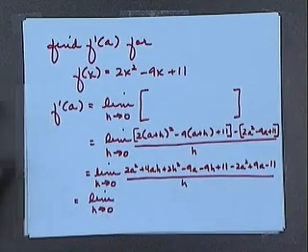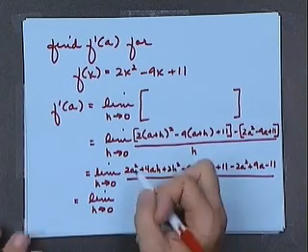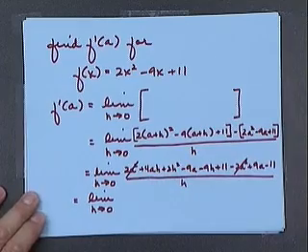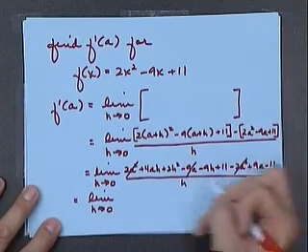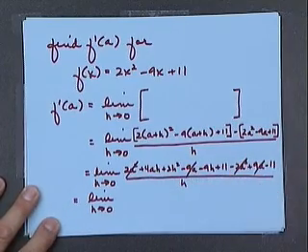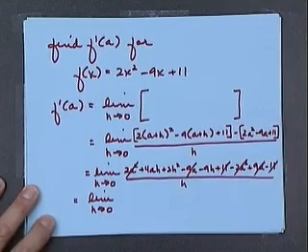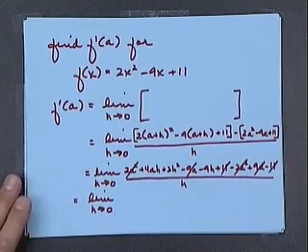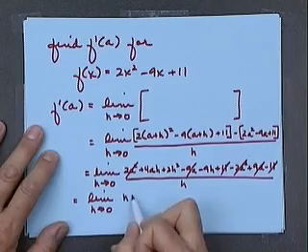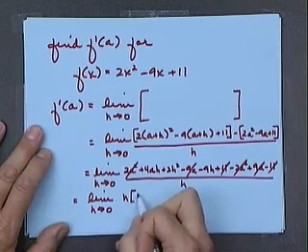We should lose some terms at this point in time. What drops out? 2A squared minus itself. Minus 9A plus 9A. 11 minus 11. That helps. Everything else should have an H. Let's factor that out. What do we have?